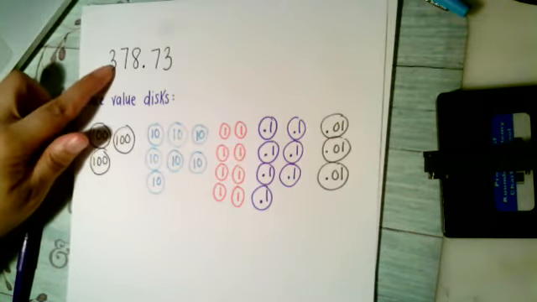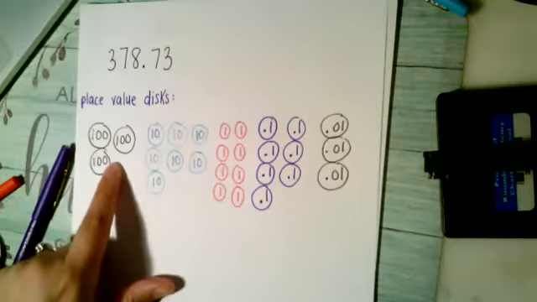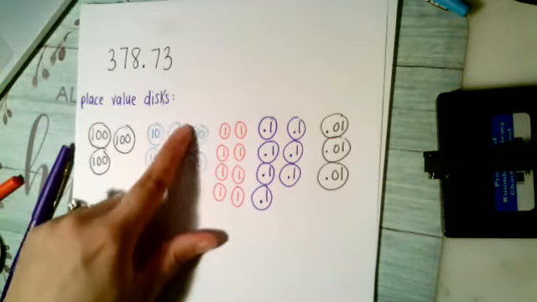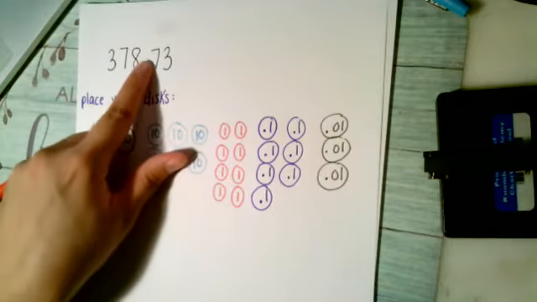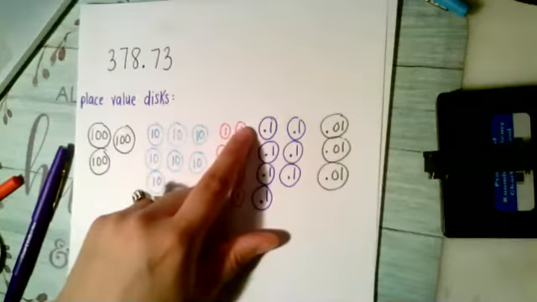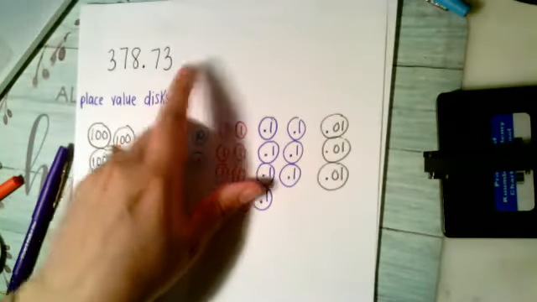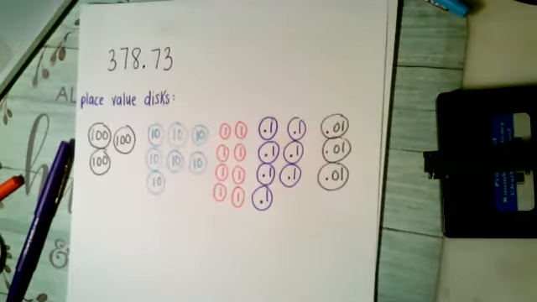So this is 100 place value, and there's three of them, so I have 100 three times. A 7 in my 10, so I have 10 seven times. 8 in my 1, so I have 1 eight times. A 7 in my tenths, so I have a tenth seven times. And a 3 in my hundredths, so I have a hundredth three times.